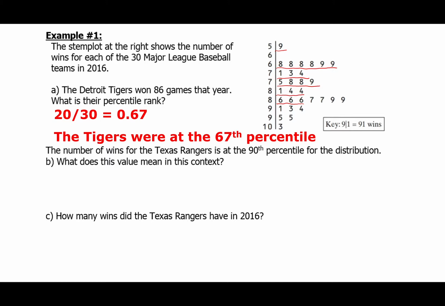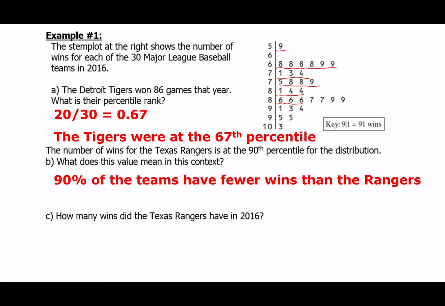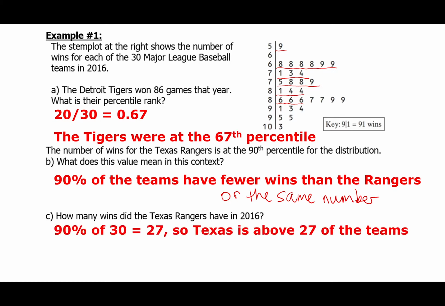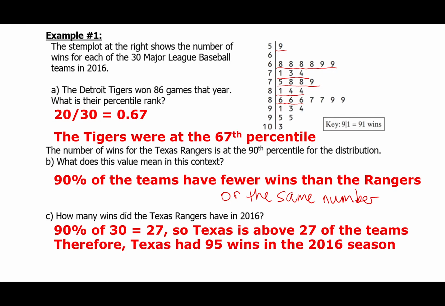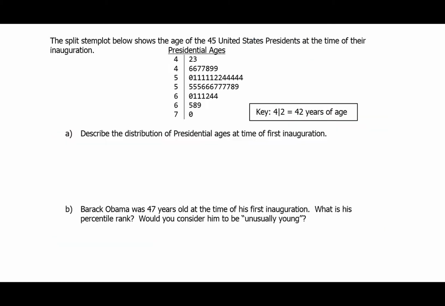Conversely, the number of wins for the Texas Rangers is at the 90th percentile. So what that means is that 90% of the teams have fewer or the same number of wins as the Rangers. So if we're at the 90th percentile, 90% of 30 would be 27. So Texas is above 27 of the teams. Therefore, they would have had to have 95 wins for them to be in the top 3 of those teams.